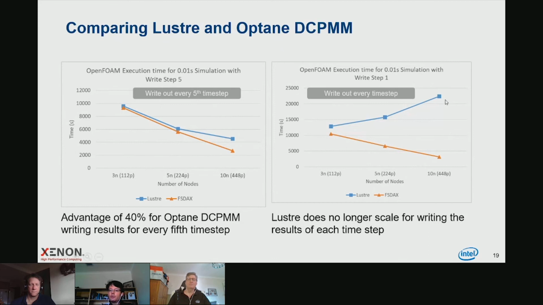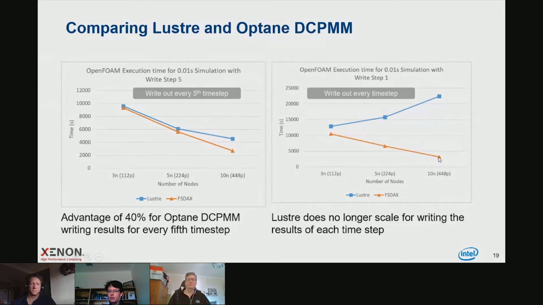And if it's a requirement to save the output data at every time step, we can see that in this case the Lustre parallel file system can't even keep up with all the I/O that's happening. The simulation time actually goes up as we go from 3 to 5 to 10 nodes, because the I/O to the storage system overwhelms it and creates a bottleneck. Whereas in the case with the DC persistent memory modules, we can see a very nice, almost perfectly linear scaling from 3 to 5 to 10 nodes.